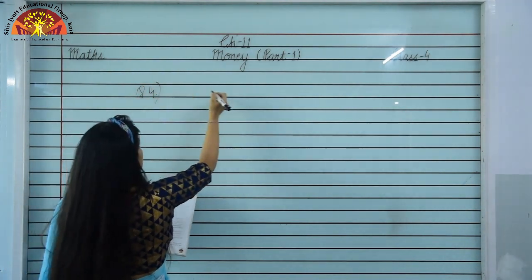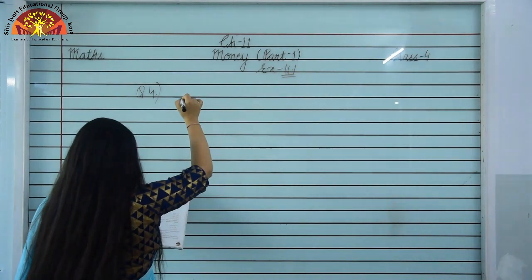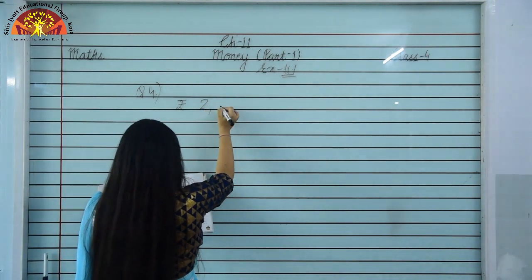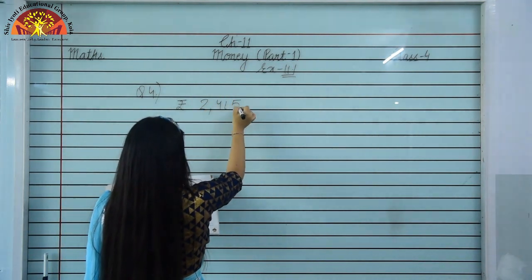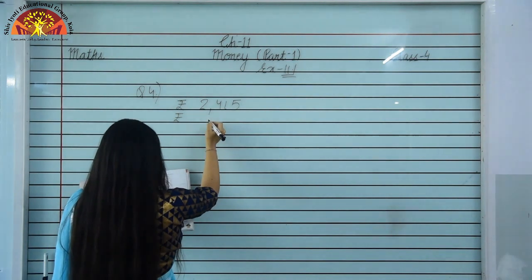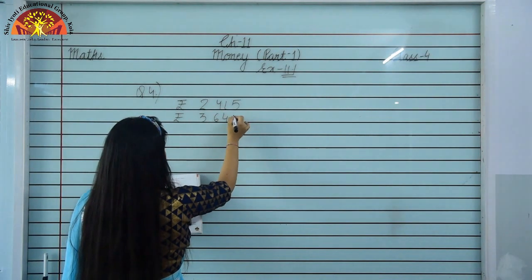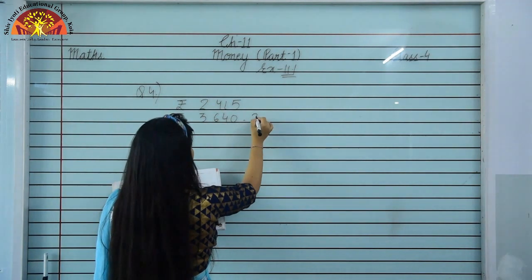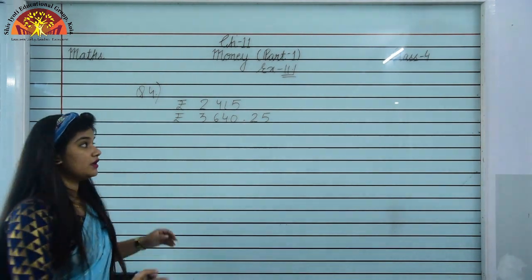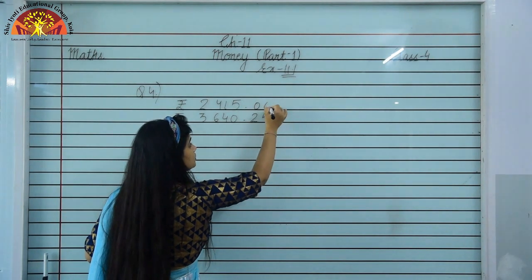Question number 4, and we are finding the sum of two numbers, and the two numbers are 2415, and the next is 3640.25. So we will write 0.25 here. Here we cannot see any point, so we have to put 0.00.